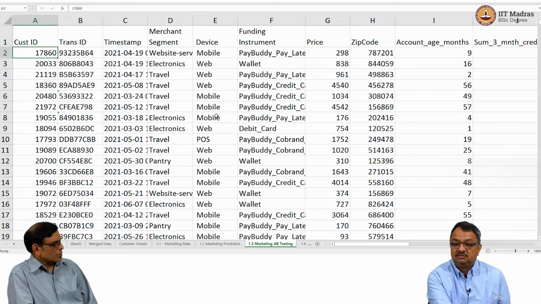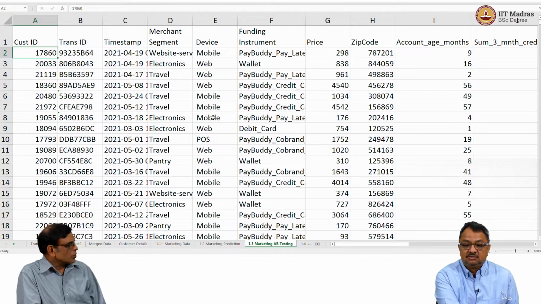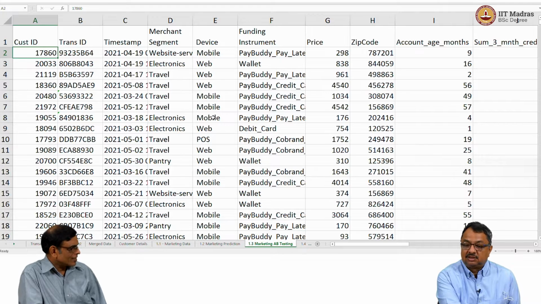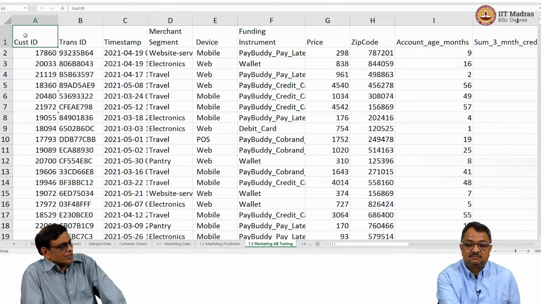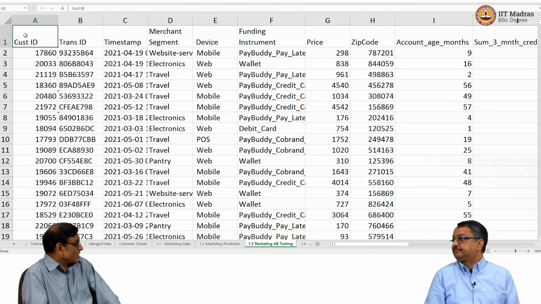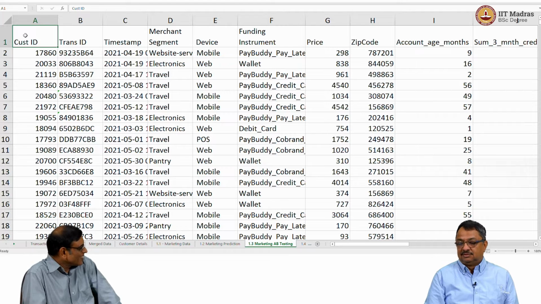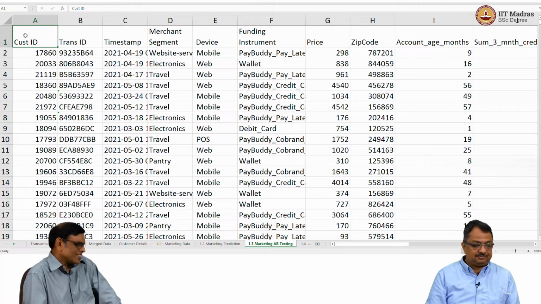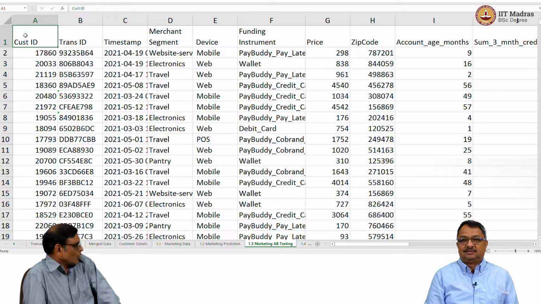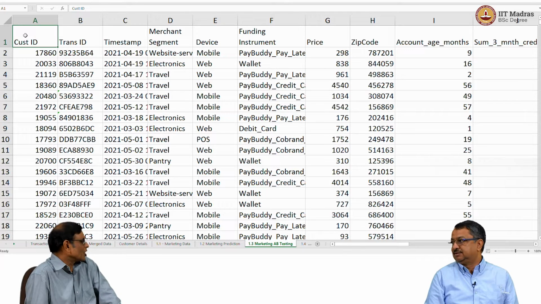So we have this data set that has been given to us for this A/B testing. The key thing is that we are trying to nudge. We're presenting the option of Pay Buddy, Pay Later to some people versus the normal method, where it's just a list and they have to choose. They voluntarily choose. Here you nudge them by presenting Pay Buddy, Pay Later prominently at the top of the list.